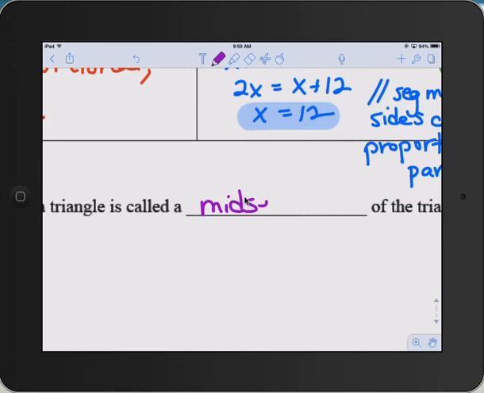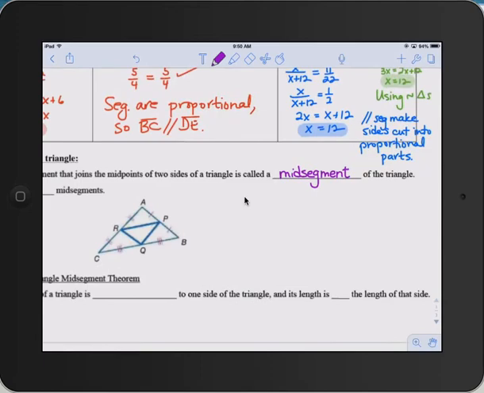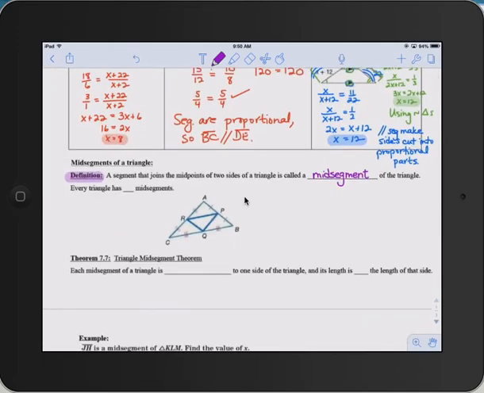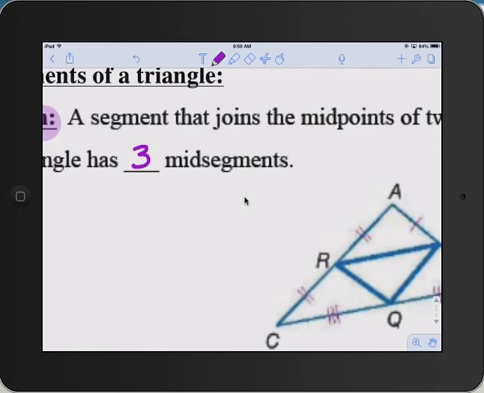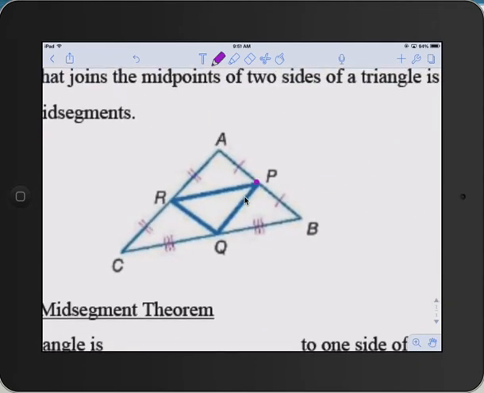In a trapezoid, there's exactly one mid-segment because in a trapezoid, the mid-segment has to join the midpoints of the legs of the trapezoid. In a triangle, you'll have three mid-segments because a triangle mid-segment just simply goes from midpoint, you can see those are congruent, to midpoint. So RP would be a mid-segment.